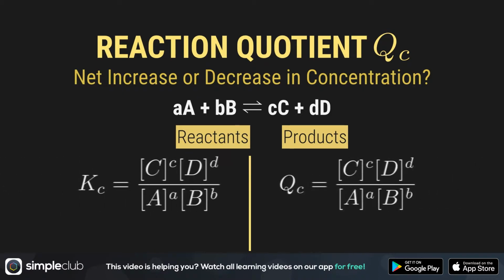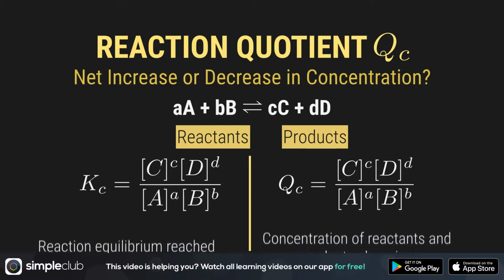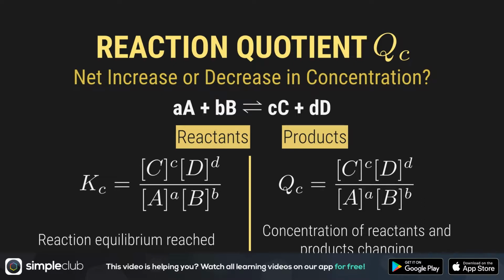Qc can be calculated the same way as Kc, using the law of mass action. You only have to remember one formula. The difference between Kc and Qc is that the reaction equilibrium has already been reached for Kc. That doesn't have to be the case for Qc. The concentrations of the reactants and products are still changing.